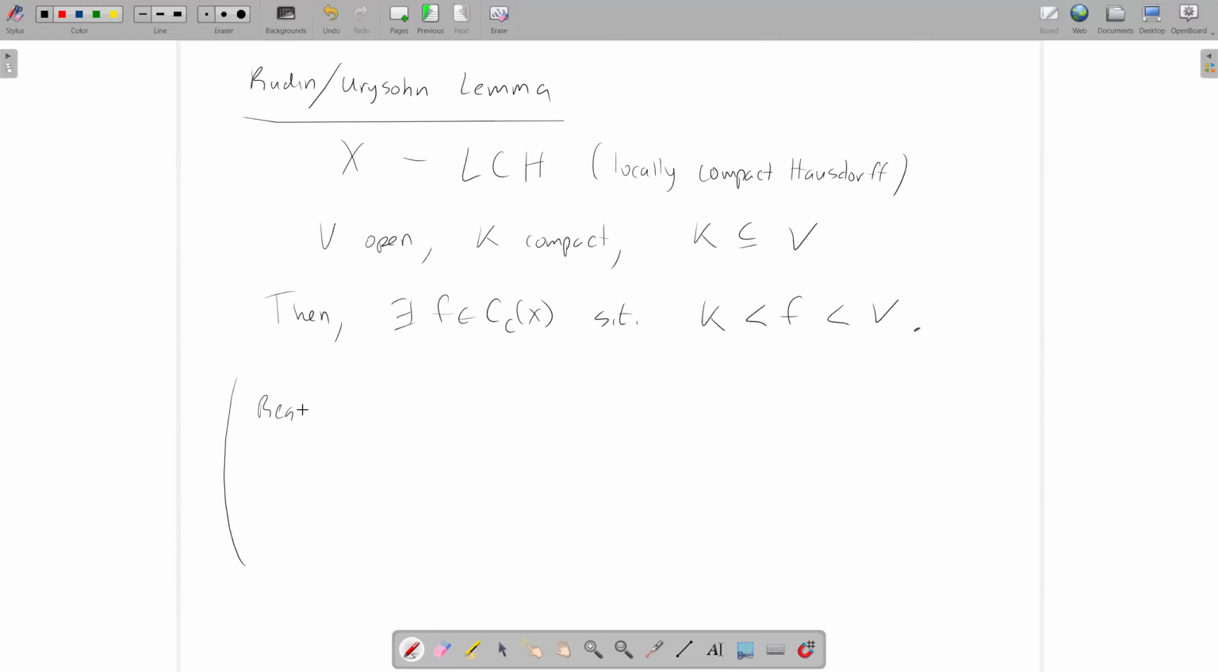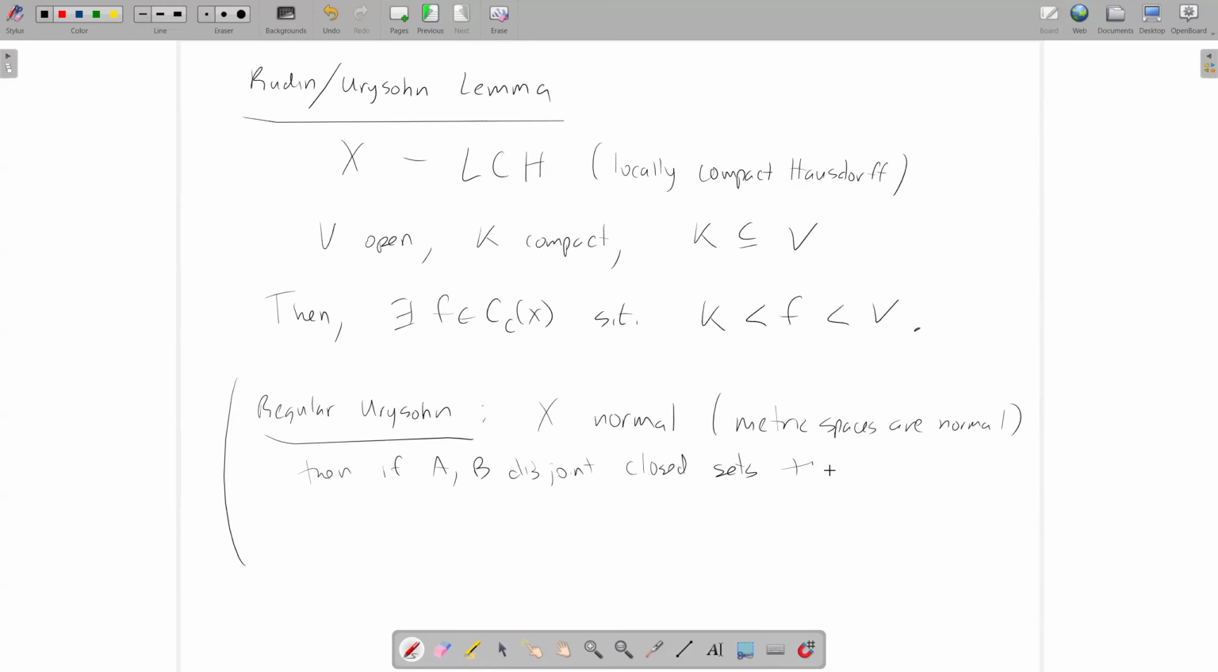Regular Urysohn, which says that if X is normal (metric spaces are normal), then if A and B are disjoint closed sets, then there exists f from X to [0, 1], continuous, such that f of x equals 0 for x in A and 1 for x in B.